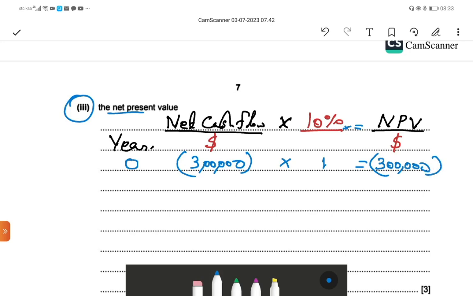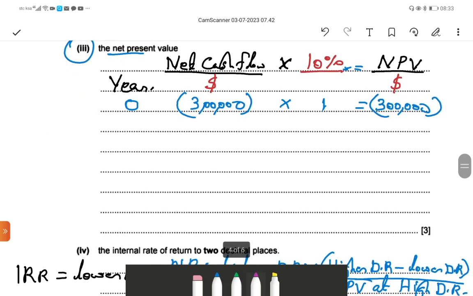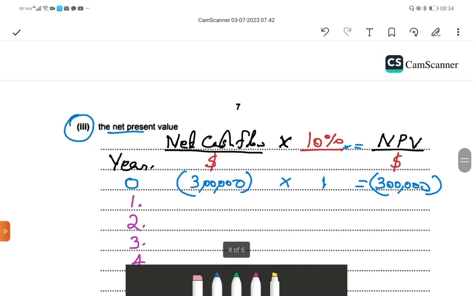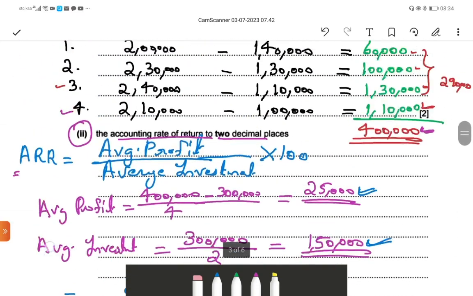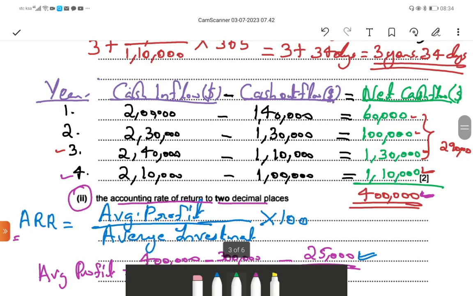Next, how many years do we have? We have 4 years, right? So 1, 2, 3, 4. The 4 years net cash flow we take. Not outflow, not inflow. Net cash flow, which is cash inflow minus cash outflow. This is the amount we are going to take: 60,000, 100,000, 130,000 and 110,000. This is our net cash flow.